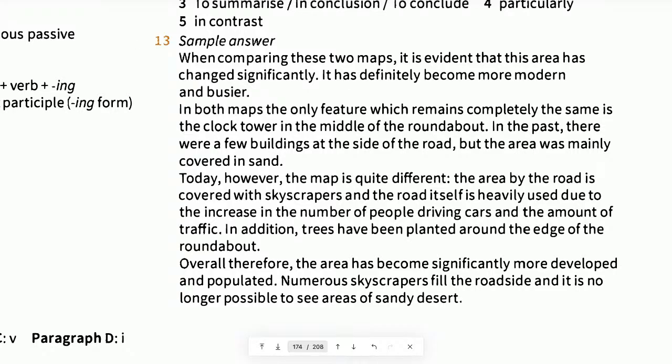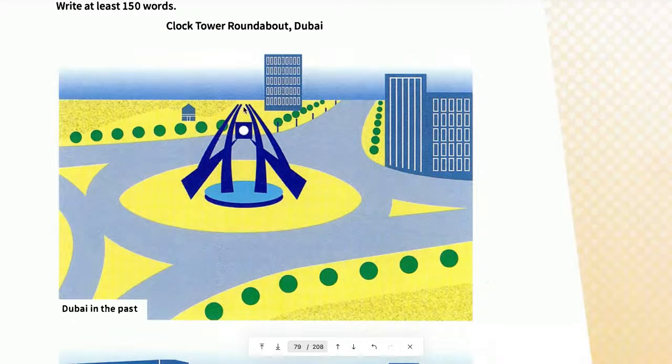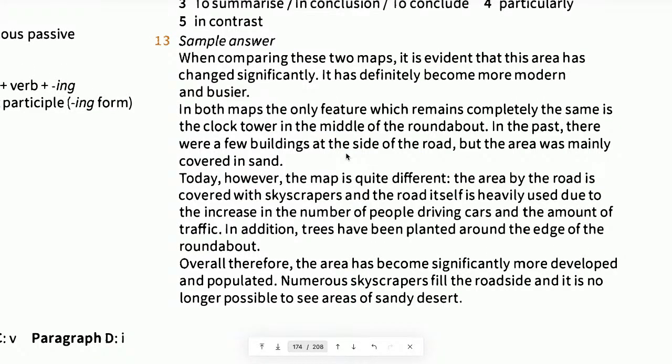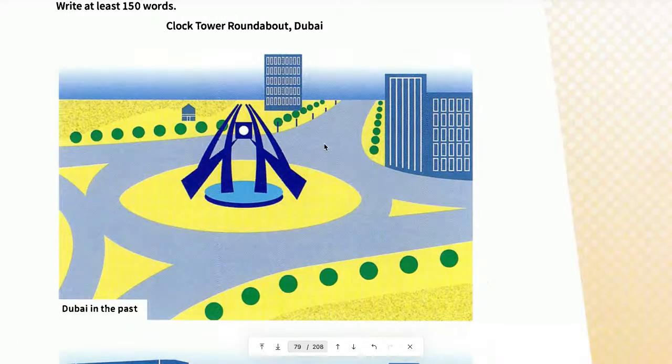But the area was mainly covered in sand. Yes, I also can see a lot of sand there, right? So that's correct. But they didn't mention anything about trees. We can see a lot of trees there at the side of the road as well, next to the buildings, right? So at least they should mention that. So that means it doesn't really cover everything. So when you do writing, you can add more. Okay.